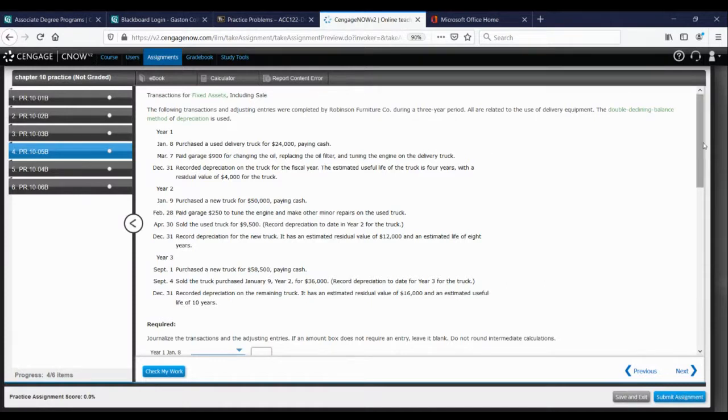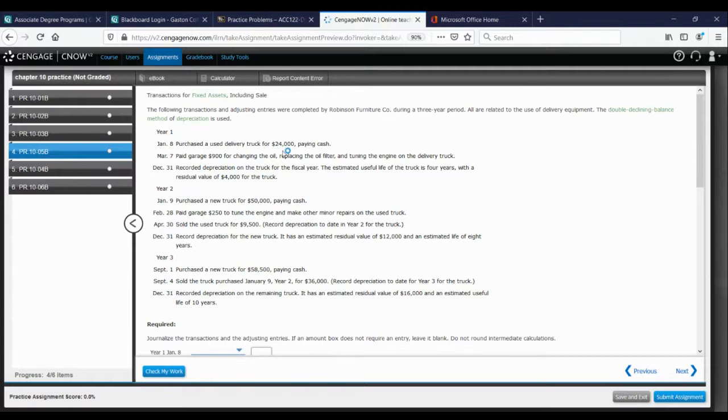In this problem, we're going to do some journal entries. And so we're always going to read your instructions first, because there's always important information that you need to know about the problem. The following transactions and adjusting entries were completed by Robinson Furniture Company for a 3-year period. All are related to the use of delivery equipment. The double declining balance method of depreciation is used.